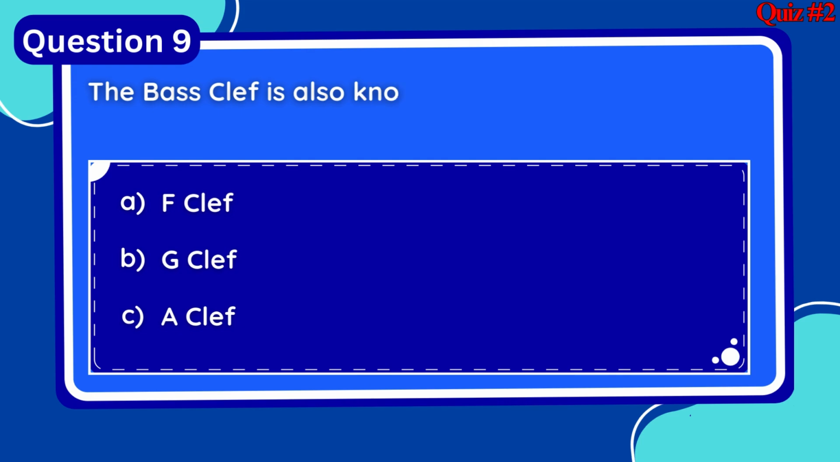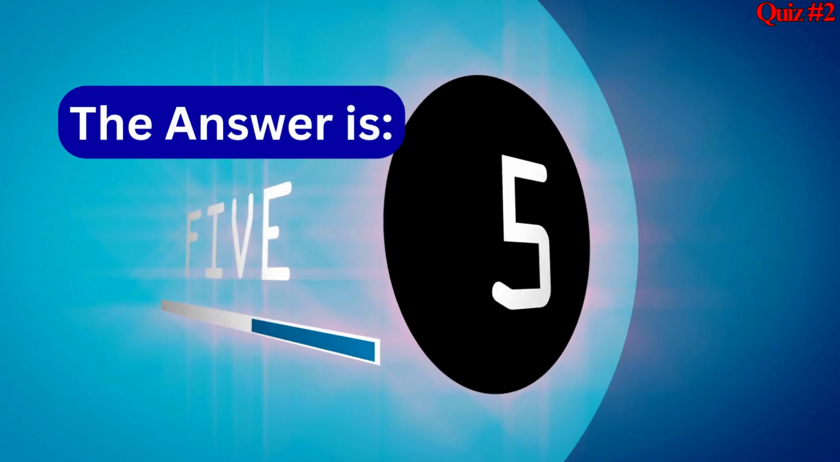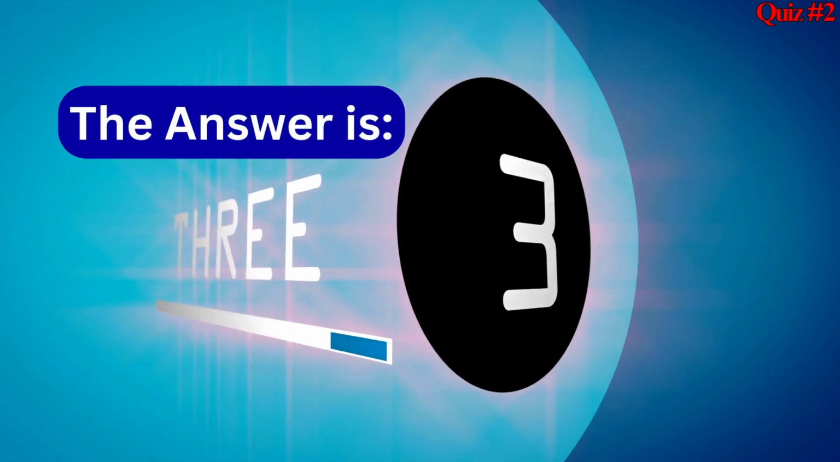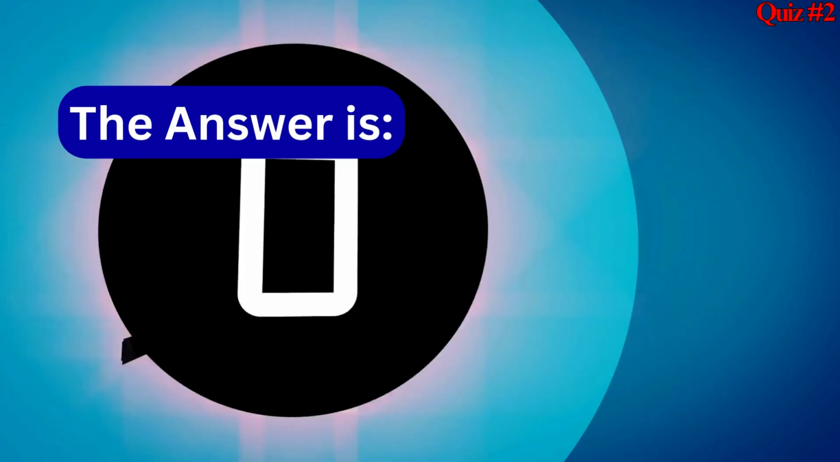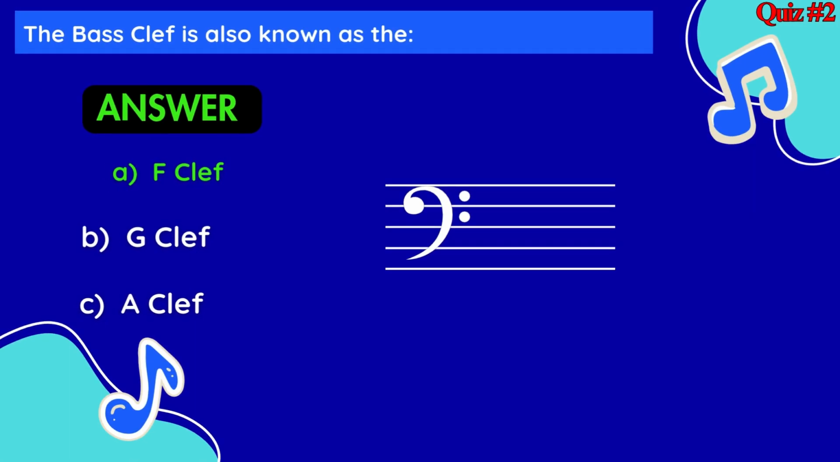Question 9. The bass clef is also known as the A. F clef, B. G clef, or C. The A clef. And the answer is A, the F clef.